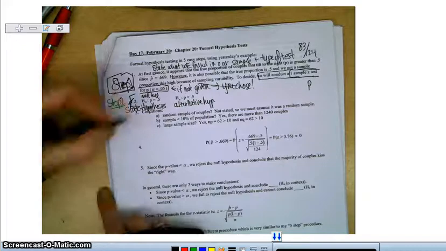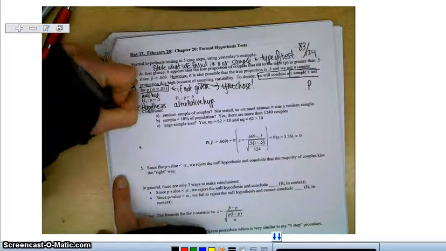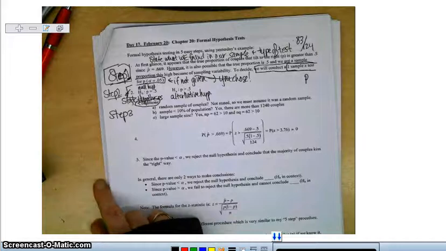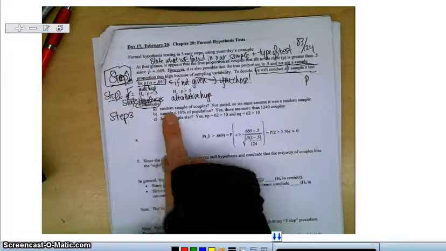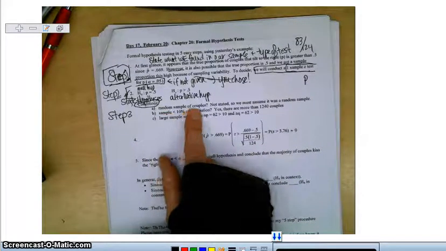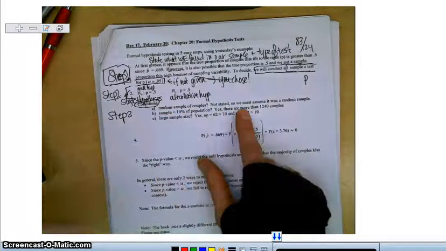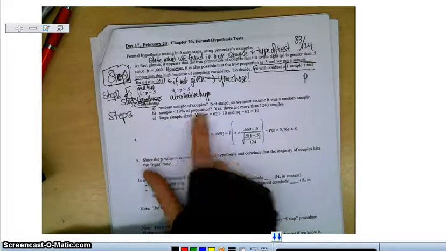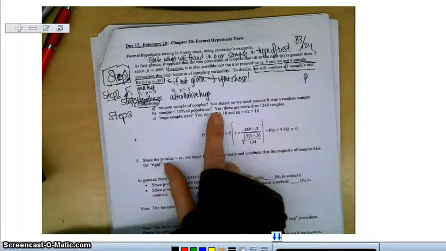Okay, now step 3 is check your conditions. These are the same conditions that we had when we were doing a proportion, even when we were doing confidence intervals. So the randomization condition: is it a random sample of couples? Well, it's not stated, so we just have to assume it's random. Is it less than 10%? We assume that 124 is less than 10% of all couples.